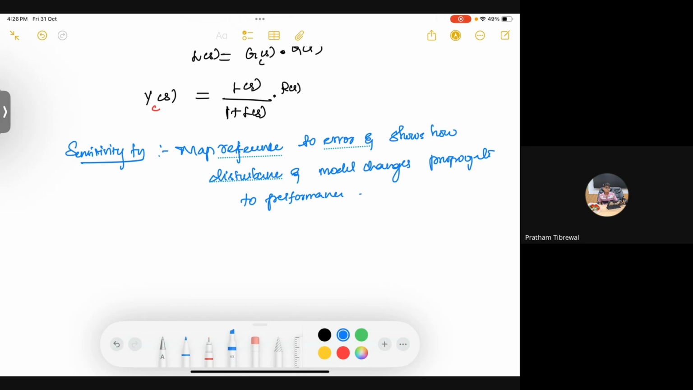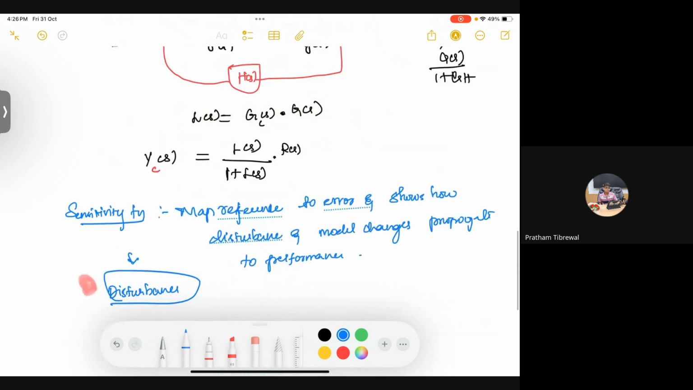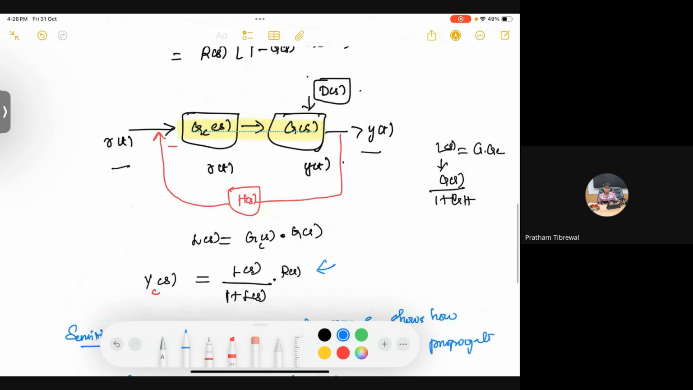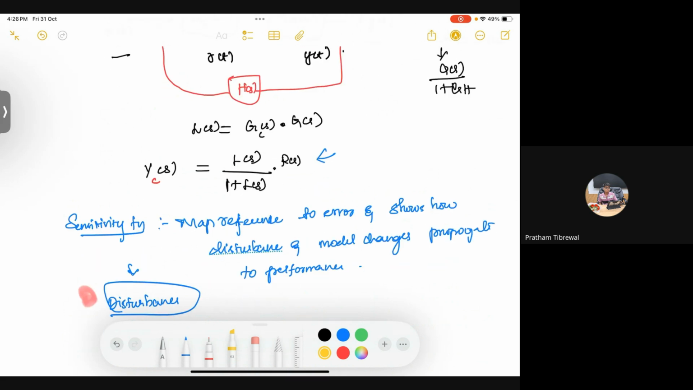Until the disturbance comes into the system, before this disturbance comes into the system, it was a very perfect system with this loop transfer function, only G of S into GC of S. Whenever we are including a disturbance, or we are considering there is some external disturbance acting upon the system, then this will affect the performance of the system.